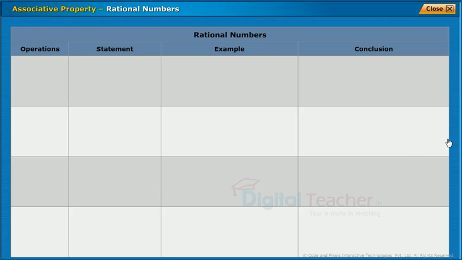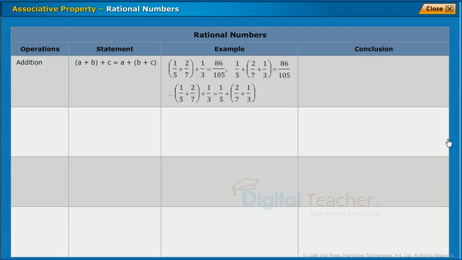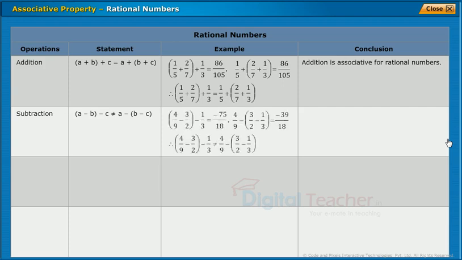Let us see the associative property of operations on rational numbers. Under addition, it states that the sum of three rational numbers is the same if the order in which they are added is changed. Its example is as shown on the screen. It concludes that addition is associative for rational numbers. Under subtraction, it states that the difference of three rational numbers is not the same if the order in which they are subtracted is changed. Its example is as shown on the screen. It concludes that subtraction is not associative for rational numbers.